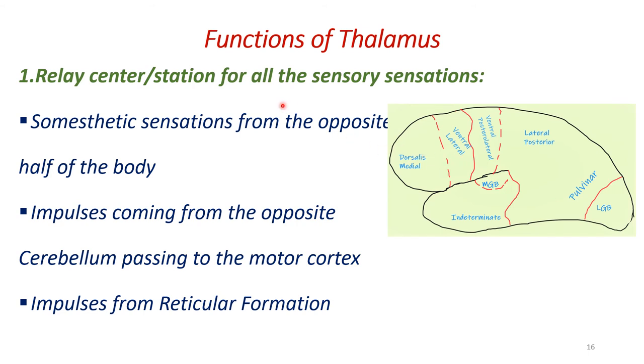So let us now come to the different functions of the thalamus. The thalamus acts as a relay center or station for all the sensory sensations. What do you understand by a relay center? Something is generated somewhere else, like a program is being transmitted by a Doordarshan channel, and then it is relayed by different relay centers, and then it reaches you. The same is the case here: it receives and relays all the somesthetic sensations from the opposite half of the body.